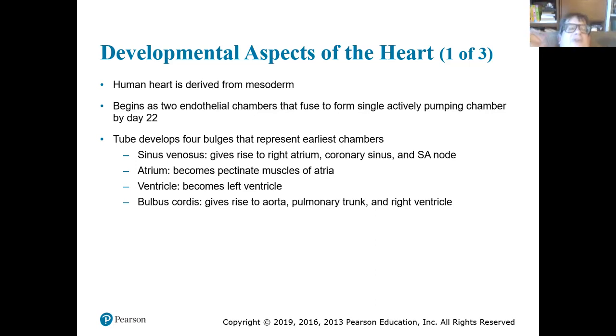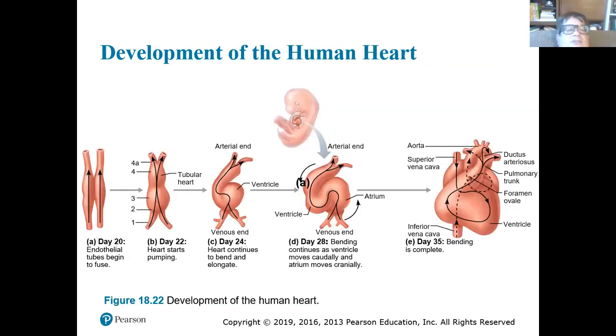Anyway, so we start as 2 chambers of endothelium that fuse to form a single active pumping chamber. That's the 22nd day of pregnancy. The tube's going to get 4 bulges that are going to be the earliest chambers. Sinus venosus will become the right atrium. Let's go to the picture so you can see sinus venosus. Anyway, so here we have tubular heart, 2 chambers on day 22. By day 24, we're starting to form these bulges. Bulge there, bulge there, bulge there. That's the future ventricle. Then we're going to get an S curve going on.